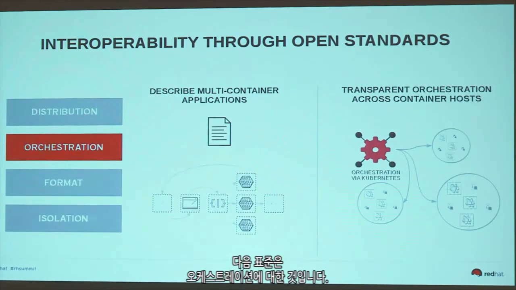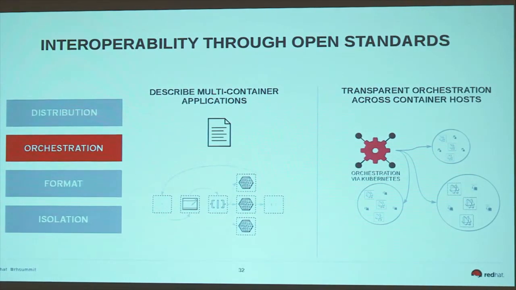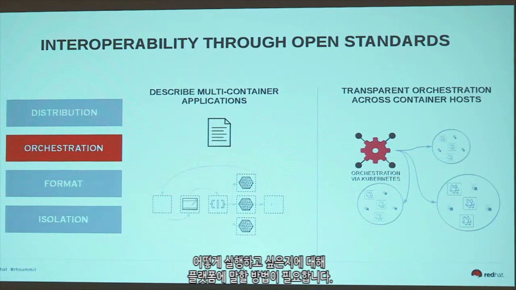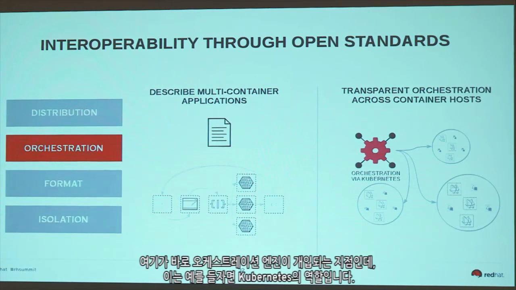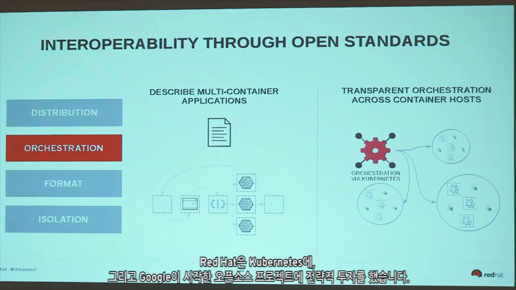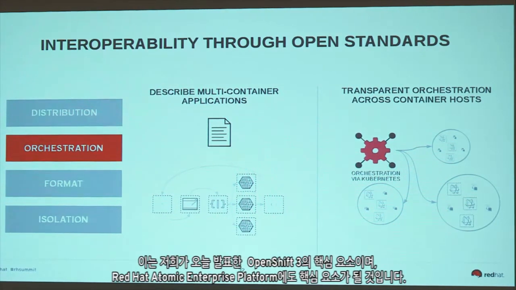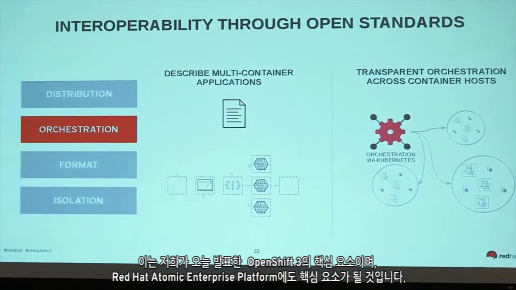The next standard is about orchestration. There is a part that needs to be standardized, and there's another part that maybe doesn't have to be standardized. It's about multi-container applications. You need a way to tell the platform what these containers are and how you want to run them. You don't want to manage this individually. You want the technology, the platform, to do that. This is where the orchestration engine comes in. That's the role of Kubernetes. For example, in our stack, we made a strategic investment into Kubernetes, an open source project initiated by Google, and we drove Kubernetes into RHEL Atomic Host. It is a critical component in OpenShift 3 that we announced today, and it will also be a critical component in the Red Hat Atomic Enterprise platform.